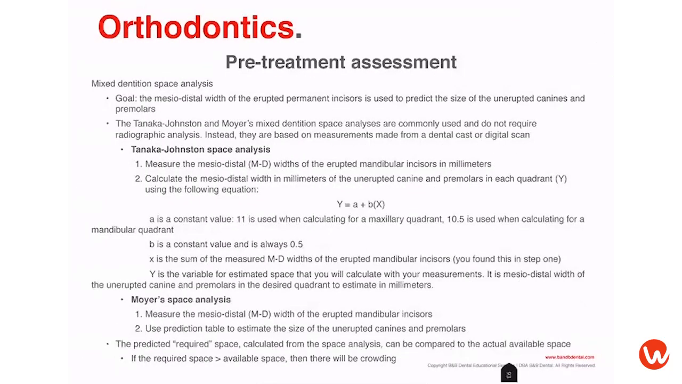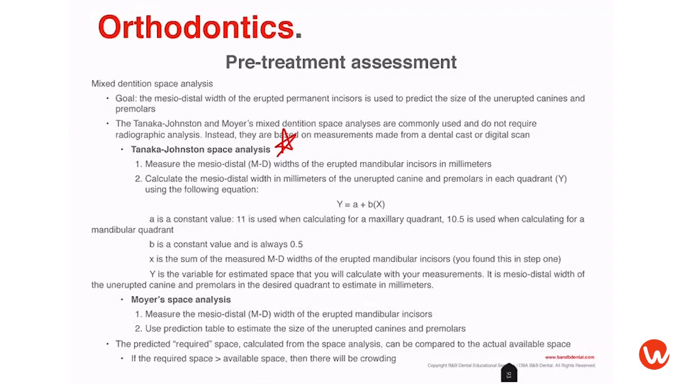So one approach is the Tanaka-Johnston space analysis. So we have right here step-by-step a formula that you can use to calculate this measurement. And I'll give you a moment to read through this and have the big picture of the approach, and then we'll do some examples on that as well.